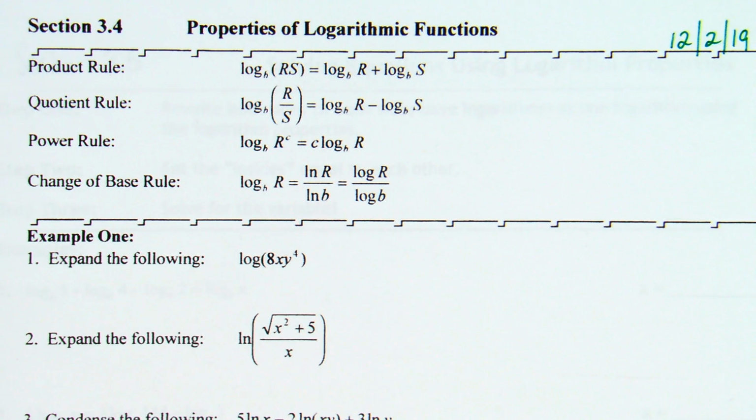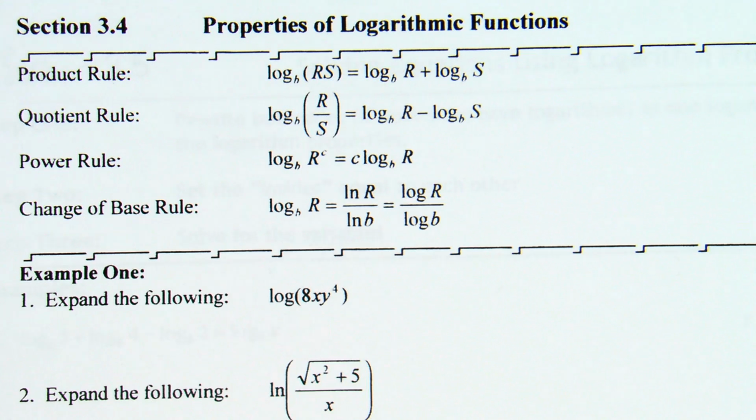Product rule. Okay, the product rule says if you have the log of 2 things multiplied together inside that log, then this can be rewritten as 2 logs that are being added. Okay, so if you have multiplication inside a log, it can be split up into the addition of 2 logs. Quotient rule works the same. If you have division within a log, it can be split up into the subtraction between 2 logs. Now, keep in mind, it goes from multiplication to addition, division to subtraction. It does not go the other way. Okay, so be careful to learn that and not get them confused.